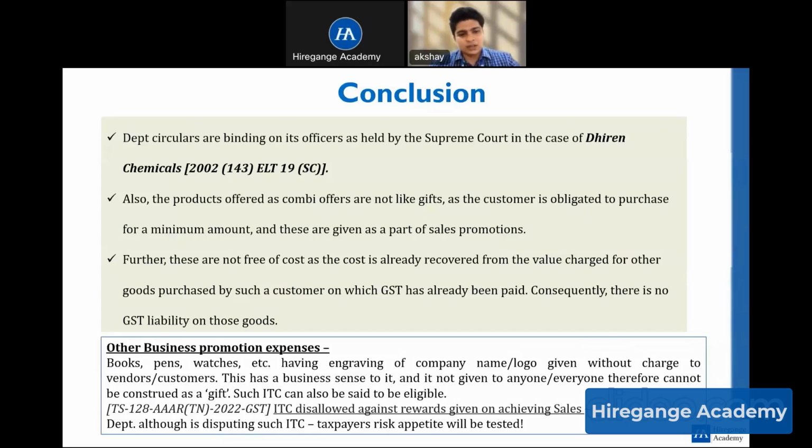So coming to one simple concept of other business promotion expenses, which is a situation where certain goods having the company name and company logo are given to vendors, customers, and employees without any charge. All of this has a business sense to it. The requirement to provide these goods to these persons is improving my business visibility, improving my business reach, and is also giving a sense of ownership to these people.